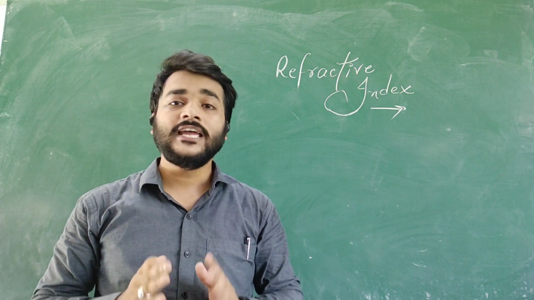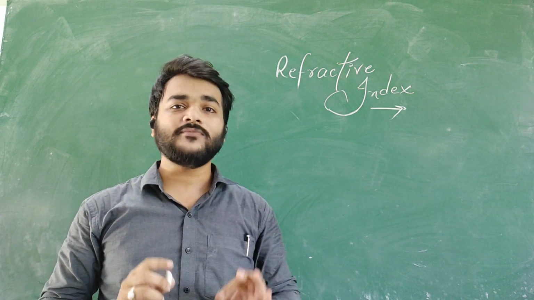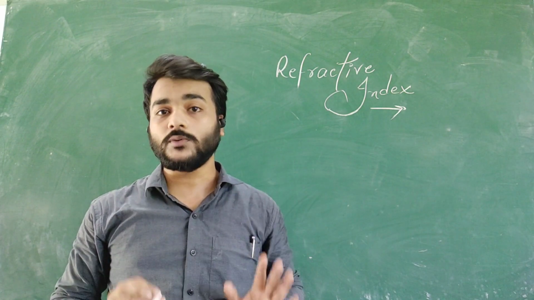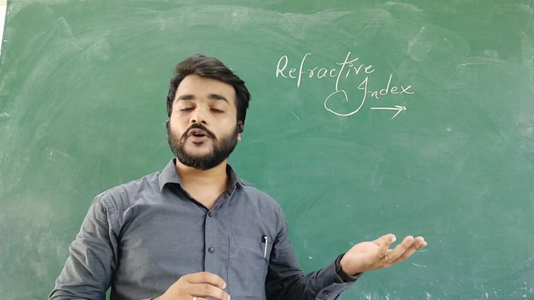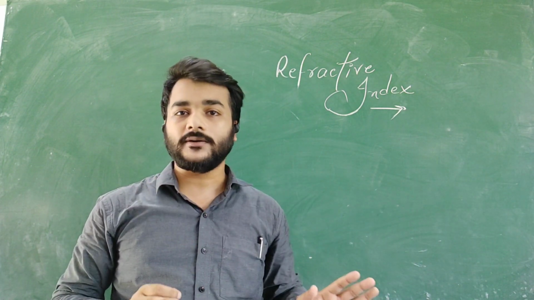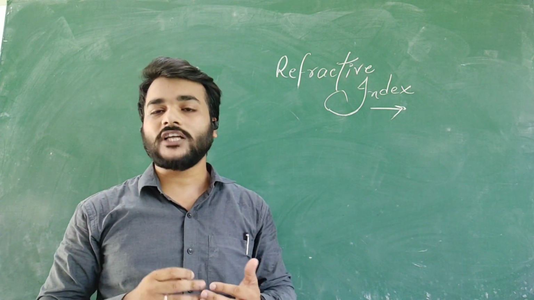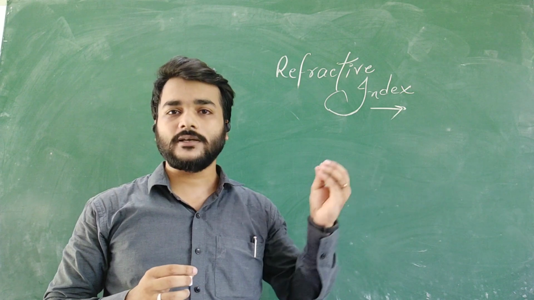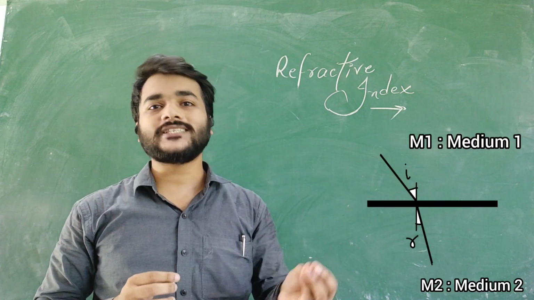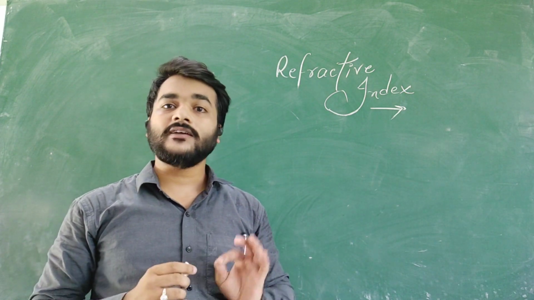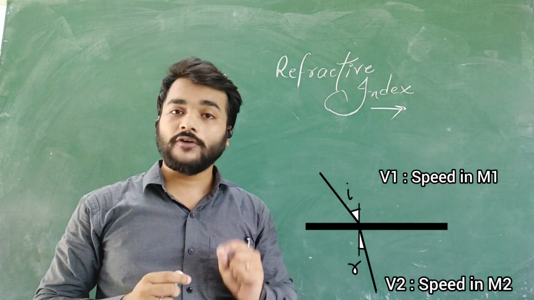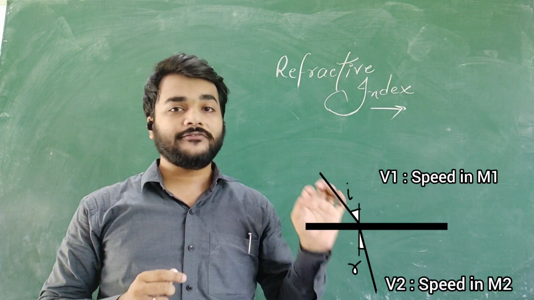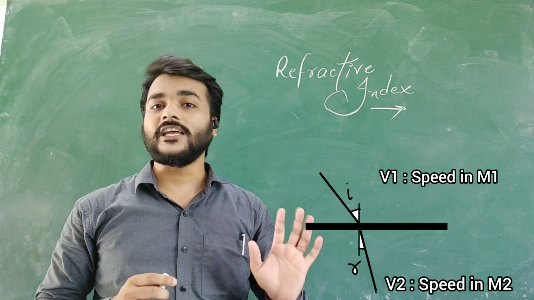That restriction was, it is not necessary that every time the light will come from air or vacuum to a given medium. The medium from which light is entering could be any medium. So we need to find out a general formula. Now let's say that M1 is the medium 1 and M2 is the medium 2, and V1 is the speed of light in medium 1 and V2 is the speed of light in medium 2.